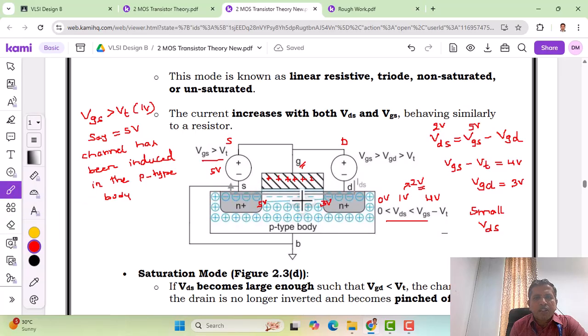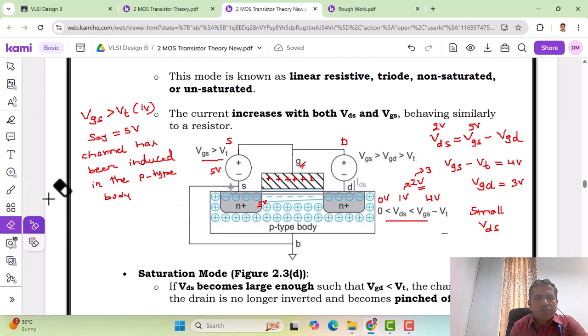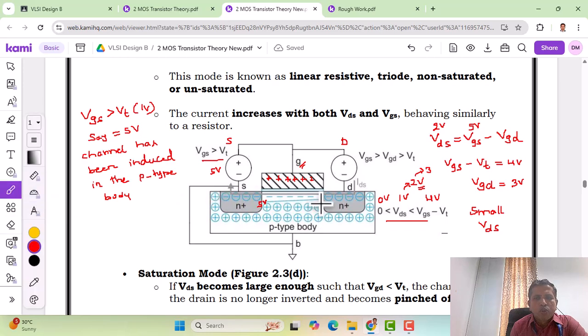So again, on one side there is a 5 volt drop, on the other side there is 3 volts. Slowly we can observe that pinch off is happening. If we go from 2 to 3, the VGD voltage drops from 3 to 2. Still there is scope for movement of charge carriers, because there are 5 volts here but 2 volts there. This region is not completely closed. It's not pinched off.